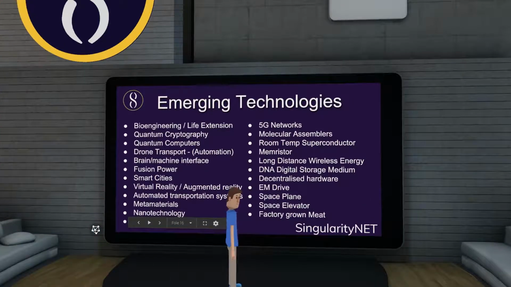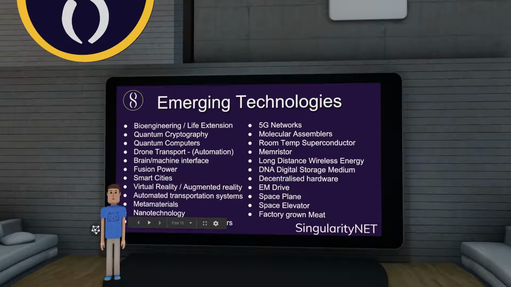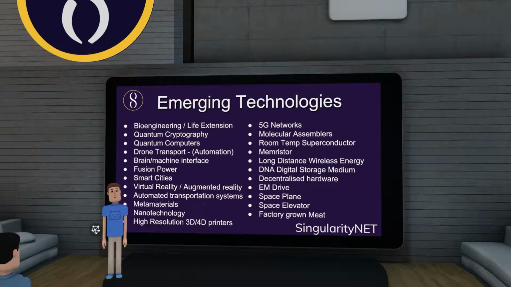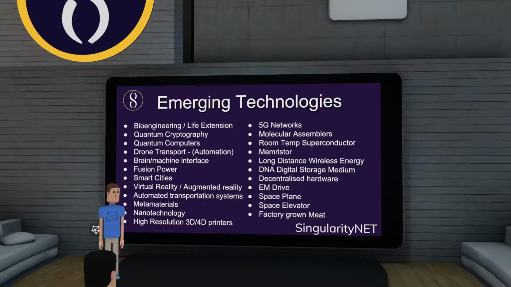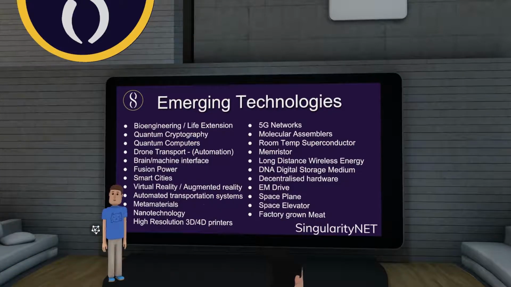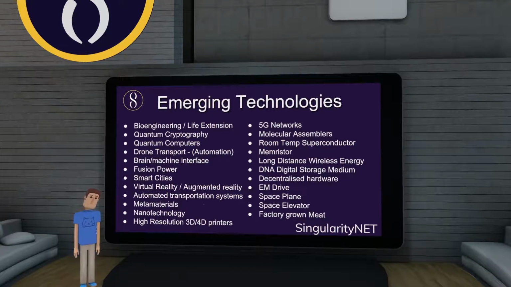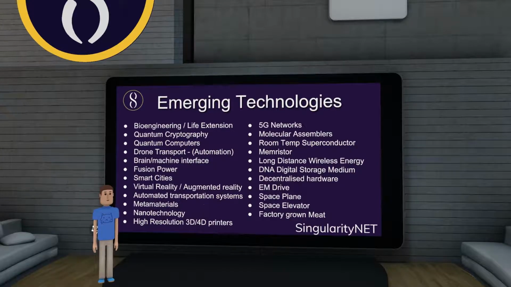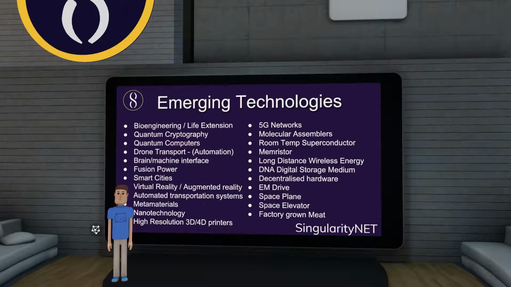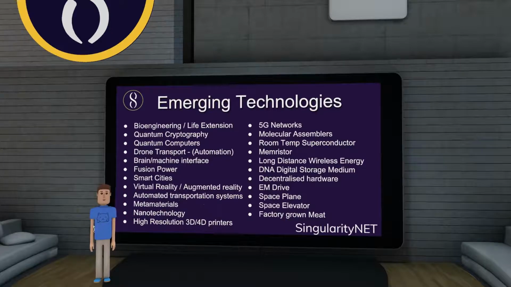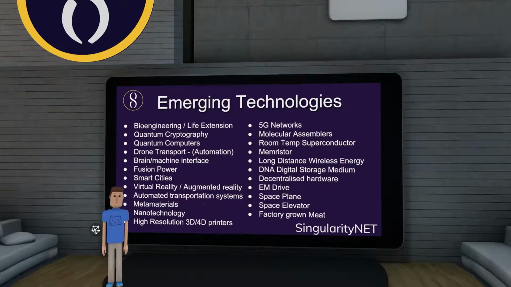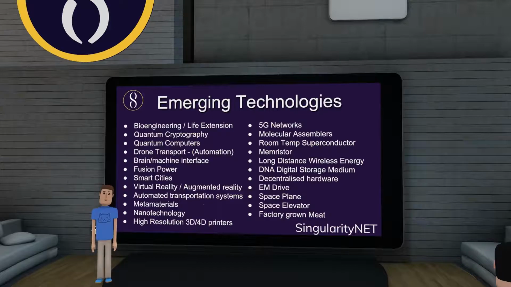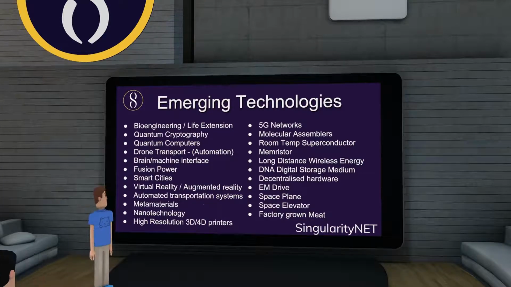There's not just that though. There's a whole host of other emerging technologies. We talked about the primary ones just now, but ultimately there are a multitude, and these by no means are all of them. They're some of them. We've got bioengineering and life extension. We're being able to understand the process of aging, and being able to not just slow the process of aging, but in some cases we will be able to reverse the process of aging.